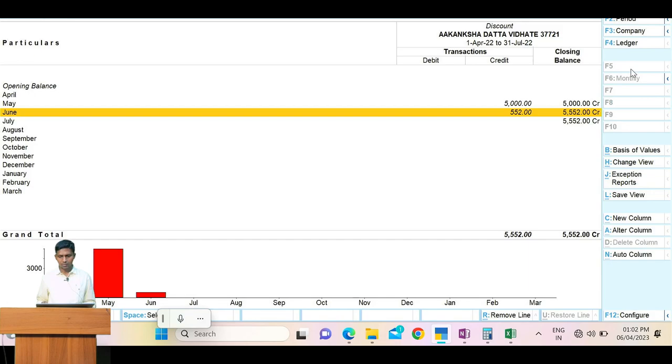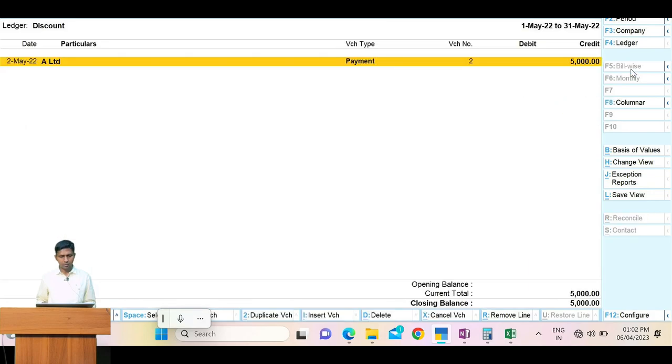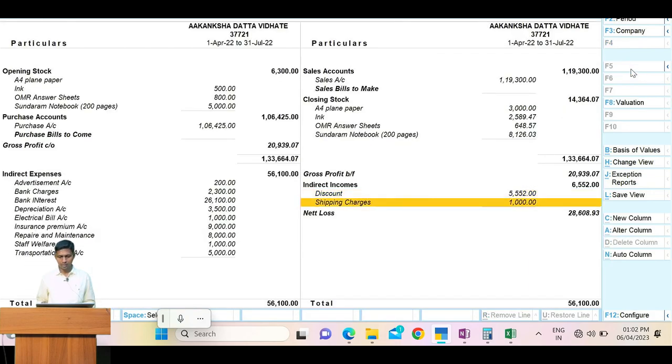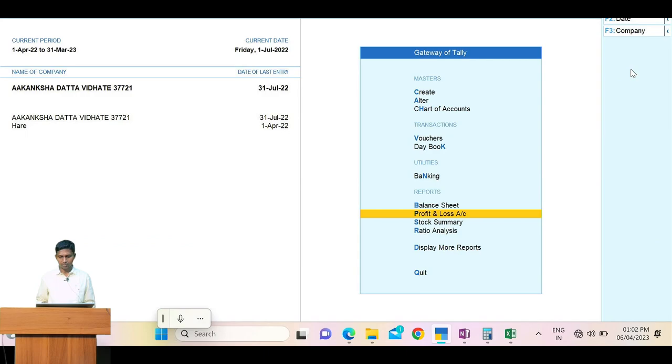We got the discount from Ruby. We also got it from A Limited, both are correct. Shipping we got from SP College, therefore on the credit side. And bank interest we are paying, charges we are paying, electricity and all. Okay, everything is perfect now.